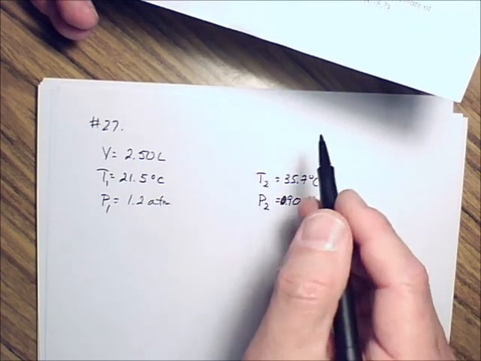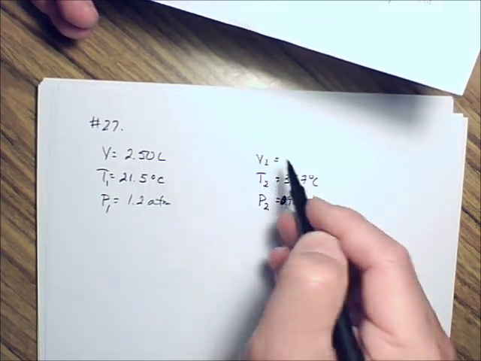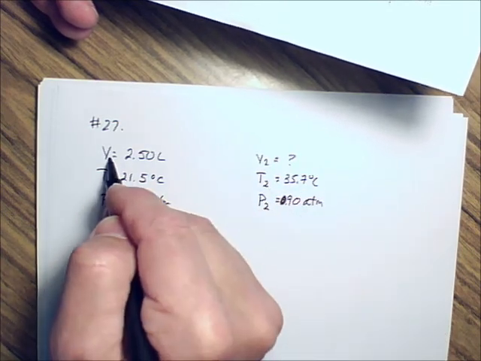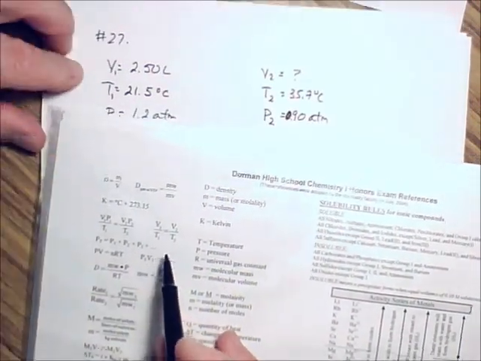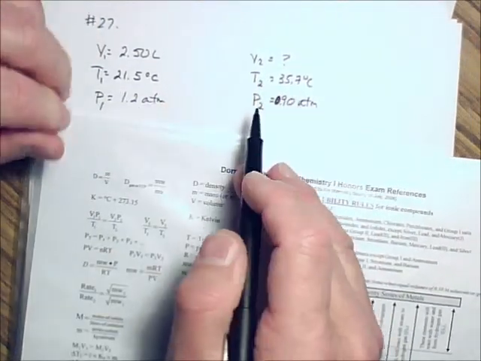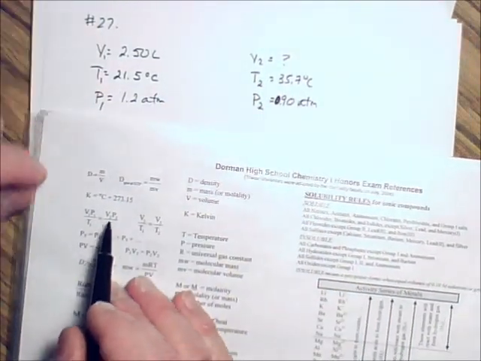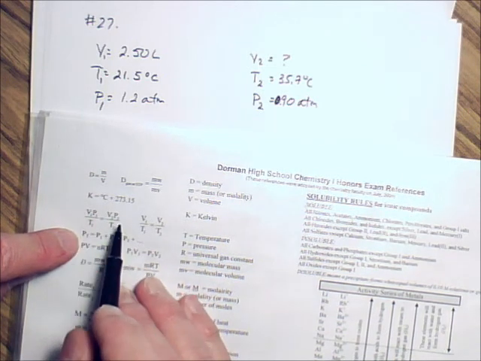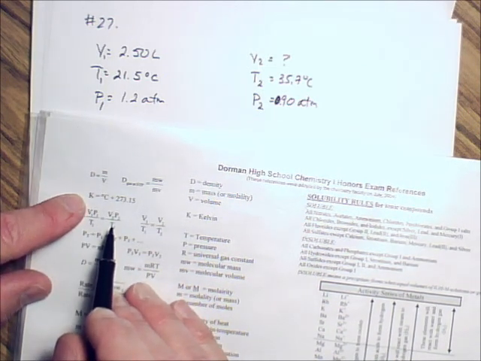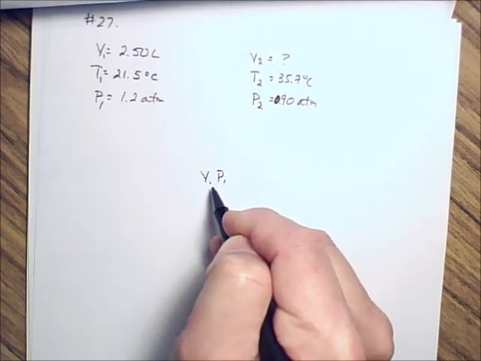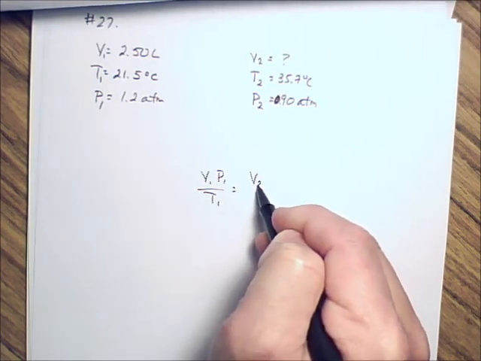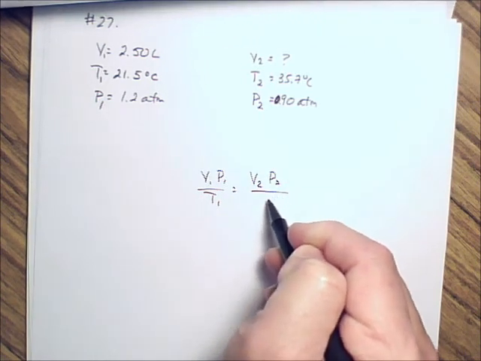And then what's the volume? So that must be V2 because I've already got a V over here. We don't know what that is. It's asking what it is. And so I've got all of these variables. I go to the list of my test references of all the gas laws and find the one that has V1, T1, P1, V2, T2, P2, and that's this equation, called the combined gas law. So I can put down this gas law, and it's V1, P1 over T1 equals V2, P2 over T2.